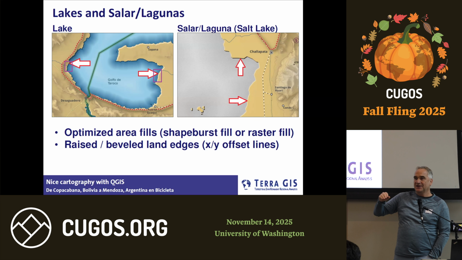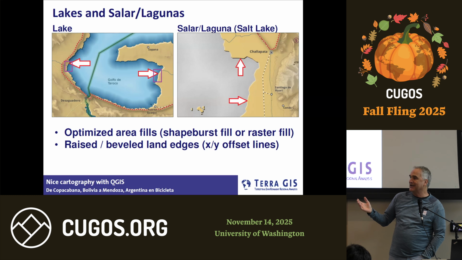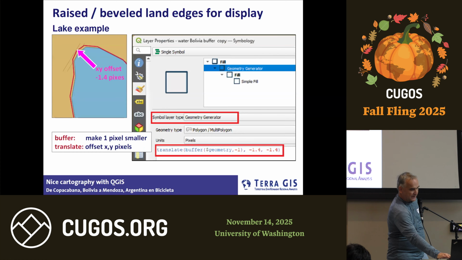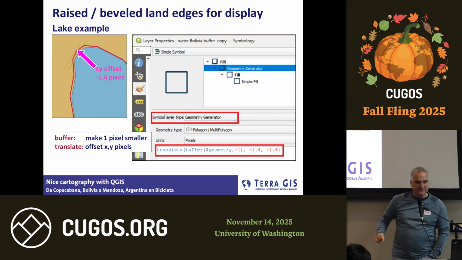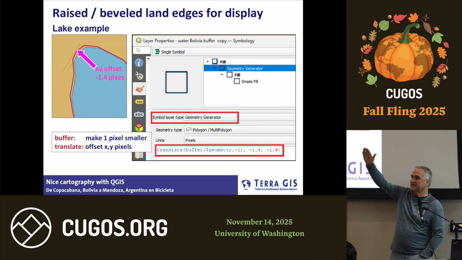One, I use a shape burst fill, that I showed with the protected areas. Then I use a second one to put on top. And then I use the same layer, represented by a line. And then I offset that line with something called geometry generator. So I scoot it to the northwest, and then I make that line thicker and blue and put it under the layer.